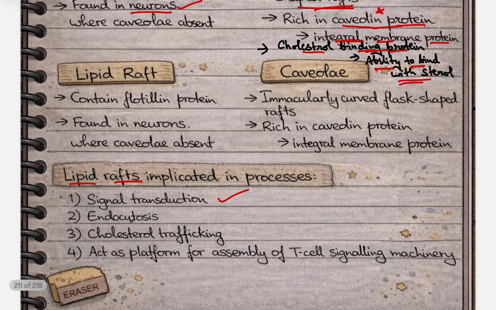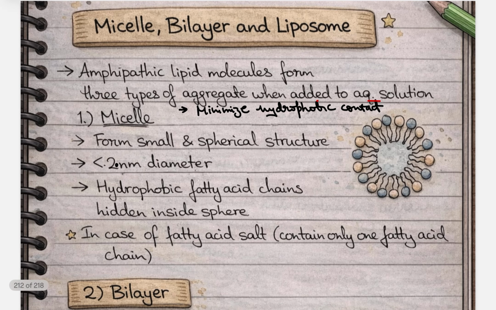Function of lipid rafts: they are involved in signal transduction, endocytosis, cholesterol trafficking, and they also act as a platform for assembly of T cell signaling machinery.